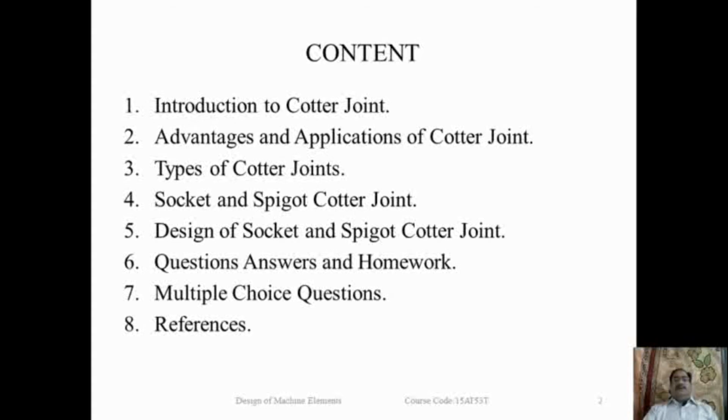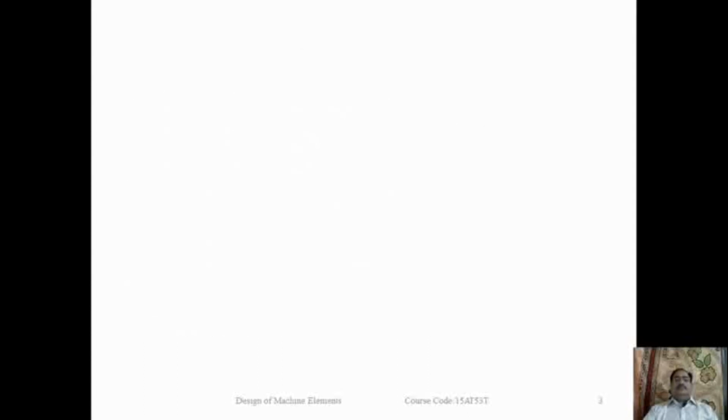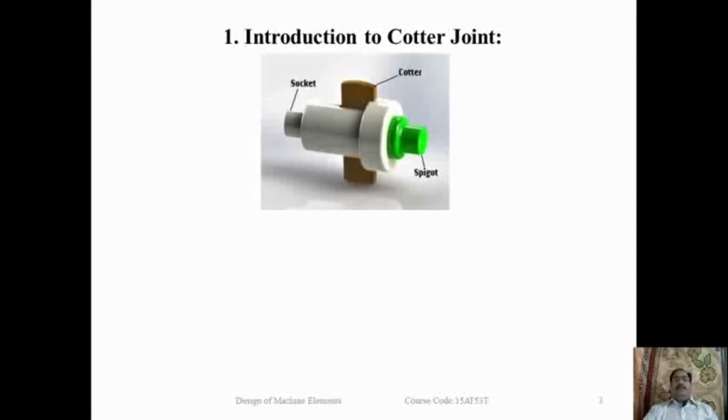Dear students, let us study one by one. Number 1, introduction to Cotter joint. So this is our Cotter joint, which is having the main parts. So the Cotter is joining the 2 rods or bars with the help of here the socket and the spigot.